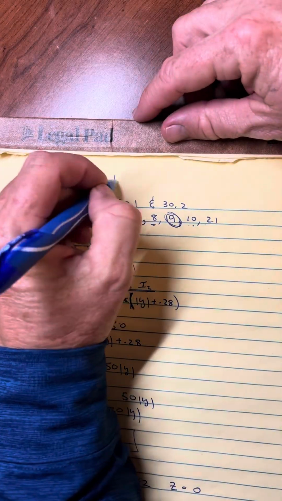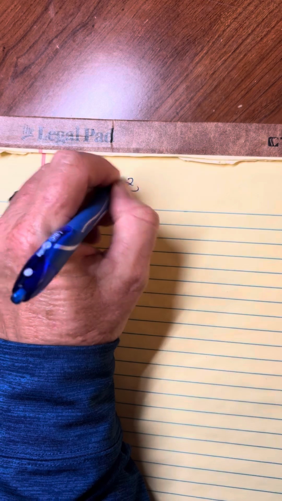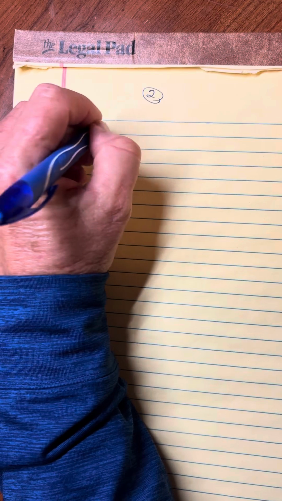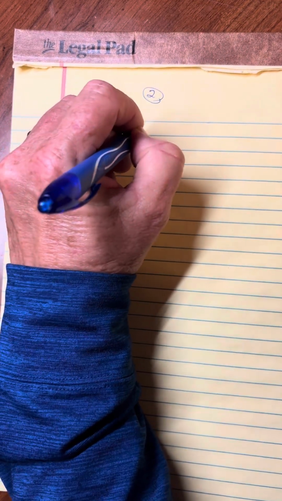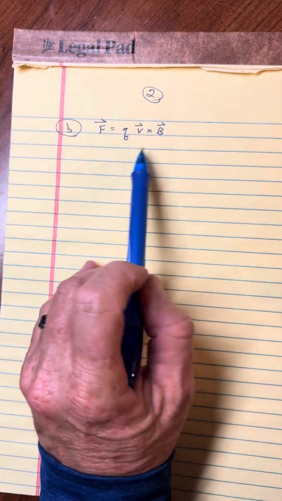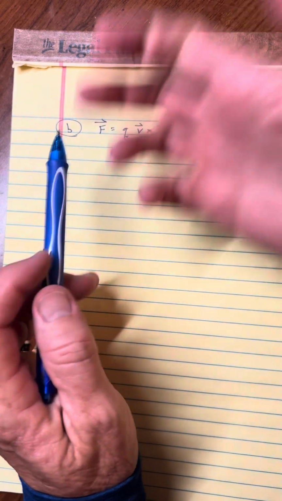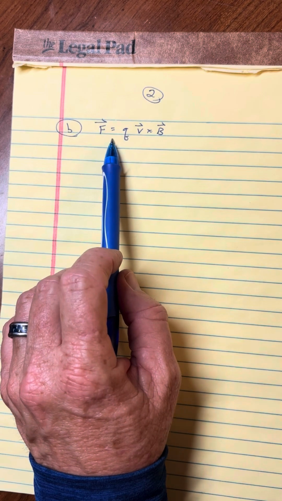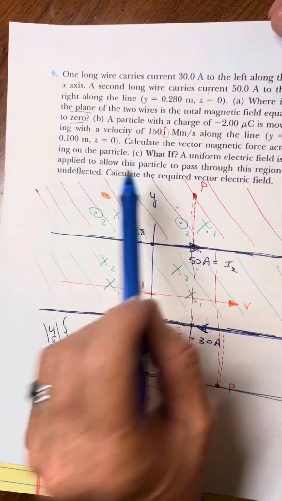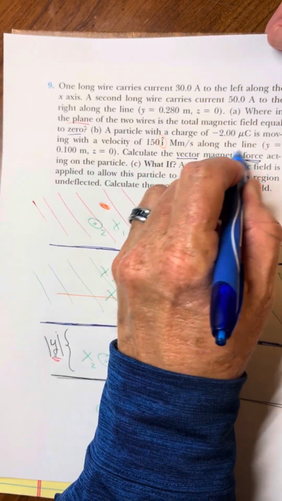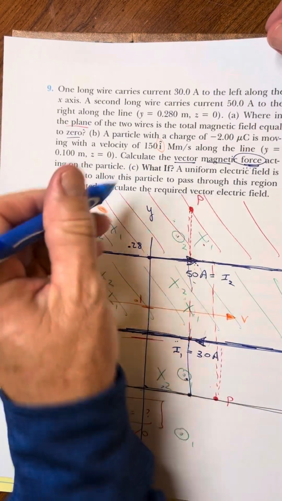All right, so let me call this page 1 and move on to page 2 here. And B then says the force equals q V cross B. And V cross B, of course, is a vector cross product. So we're going to get out our right-hand rule for vector cross products, and we're going to be able to see what the force is. And that's what this whole thing says. And when they use this interesting word, calculate the vector magnetic force, they mean the force. That means its magnitude and its direction.